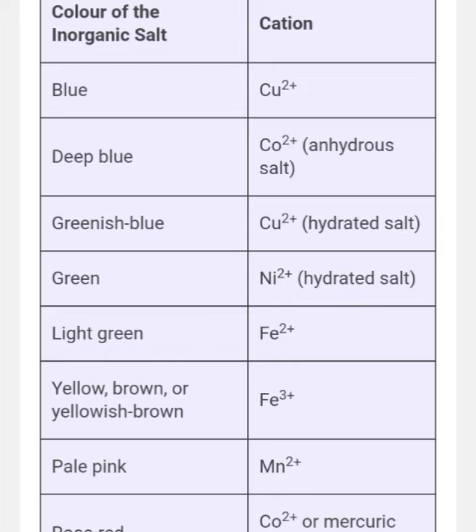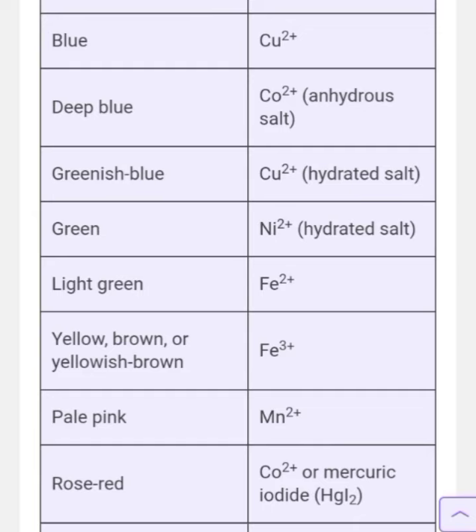Then we have nickel 2 ion, the hydrated salt, which is green. Then we have iron 2 plus and iron 3 plus. Iron 2 plus is light green, while iron 3 plus is yellow or brown or yellowish brown. Now, Fe means iron. Take note of that, it's very important.